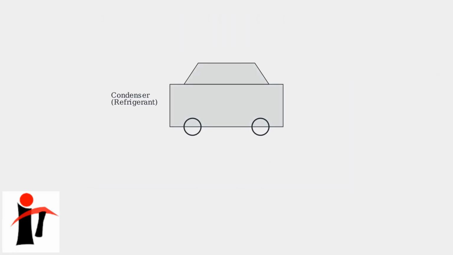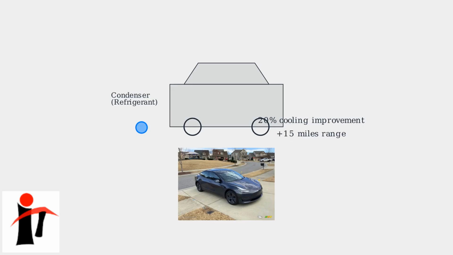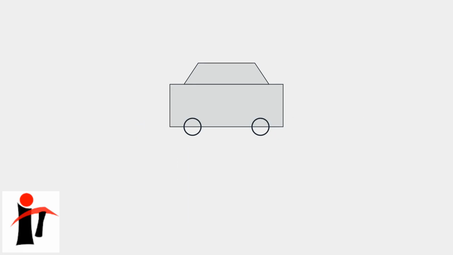A 2022 Tesla Model 3 owner in Arizona faced AC failure during extreme summer heat. The issue stemmed from a refrigerant leak in the condenser, reducing cooling capacity significantly. After professional repair to seal the leak and recharge the system, combined with a Tesla over-the-air software update, the owner experienced a 20% improvement in cooling efficiency and gained an additional 15 miles of driving range.